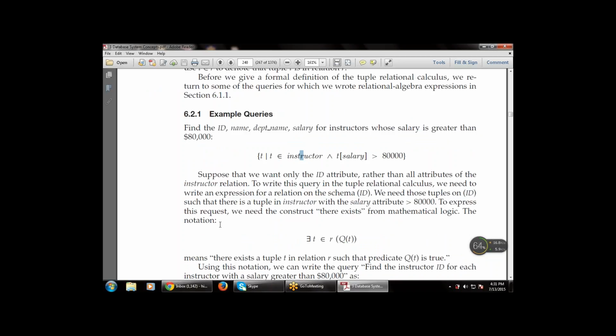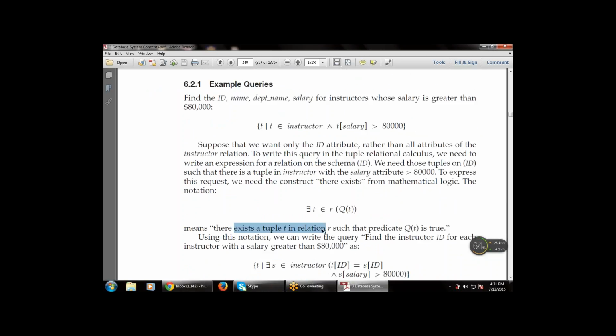To express this request, we need the construct "there exists" from mathematical logic. That is, there exists a t belonging to r such that q(t). That means there exists a tuple t in the relation r such that the predicate q is true. Whenever I want "there exists", it is denoted by the reversed E. So, reversed E t that belongs to the relation r, where q(t) is the predicate, or the condition, which must be true.